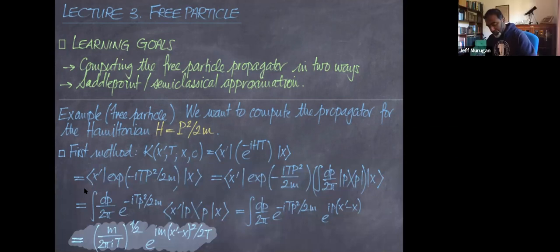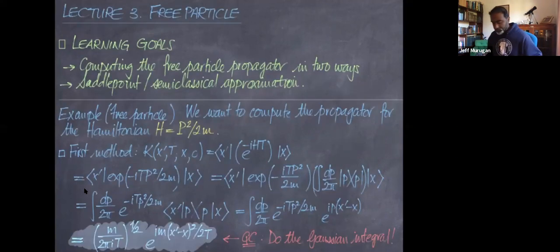So just for completeness here, I'm going to make a note and ask you to do a quick calculation. Do the Gaussian integral. Okay. All right, so that was the easy one. That was the easy calculation. We basically just do the expansion as we would expect.